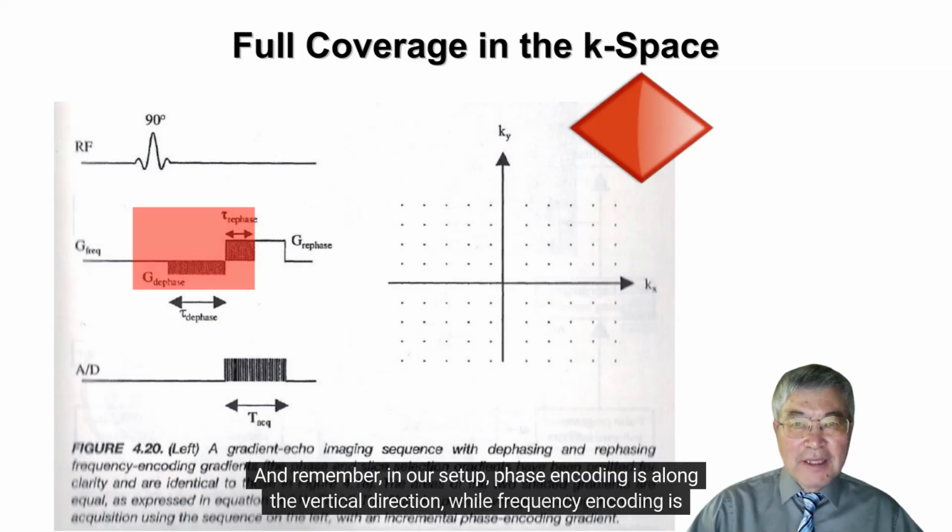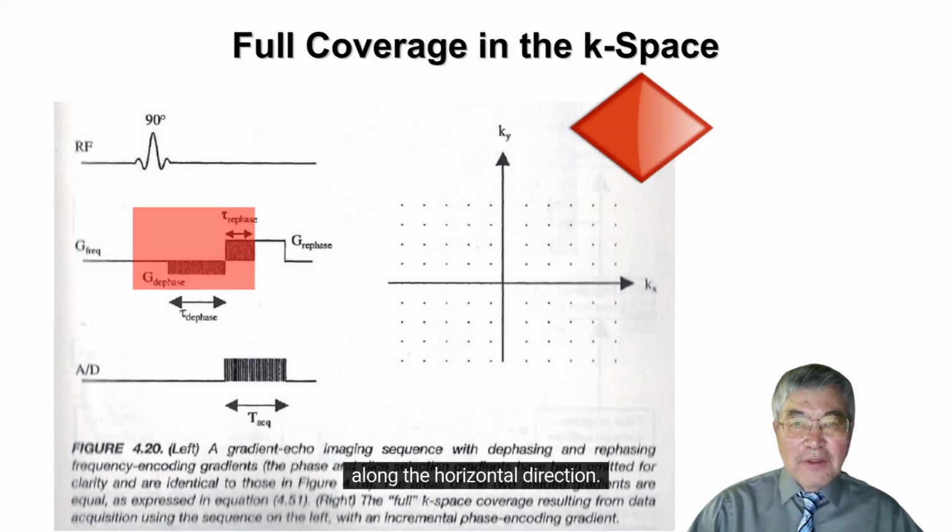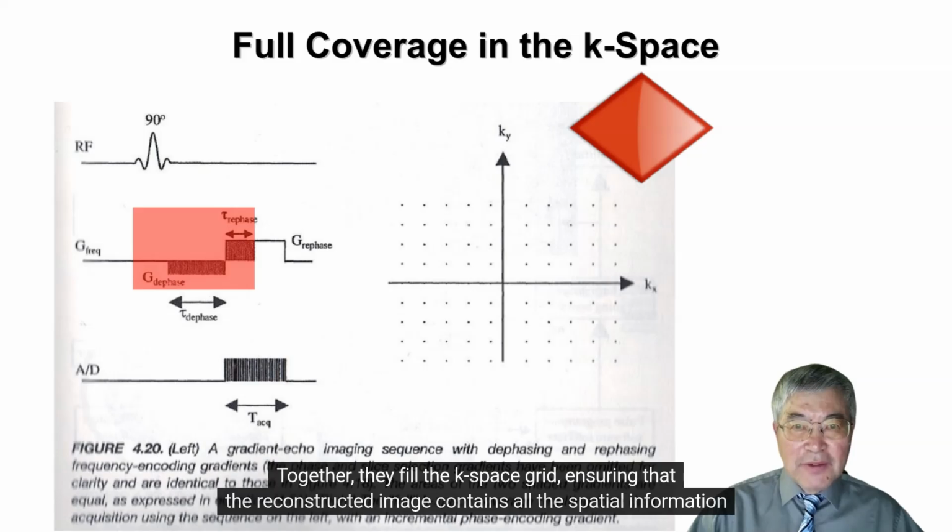And remember, in our setup, phase encoding is along the vertical direction while frequency encoding is along the horizontal direction. Together, they fill the K-space grid, ensuring that the reconstructed image contains all the spatial information of the object.